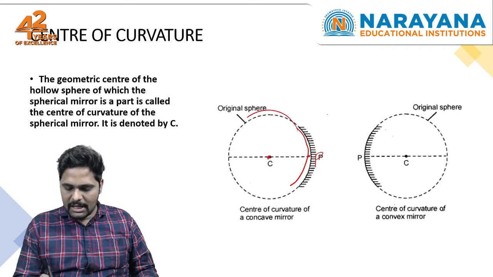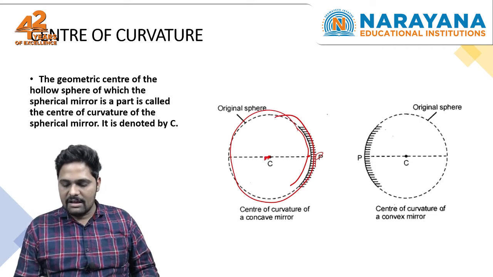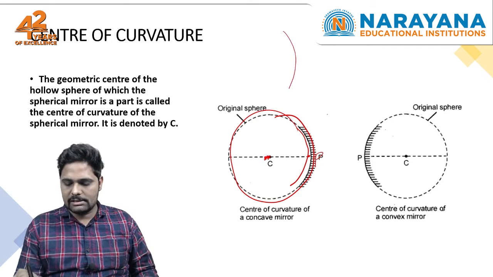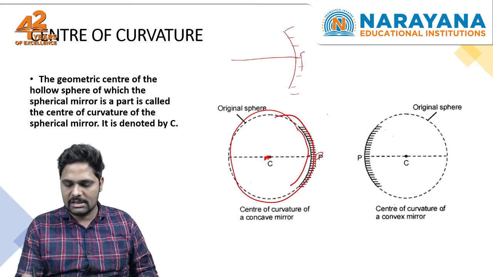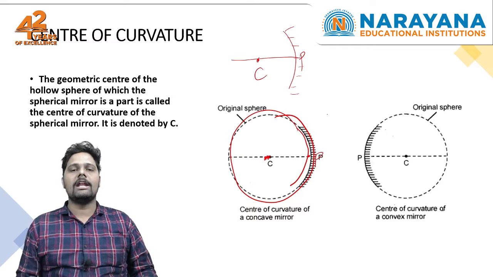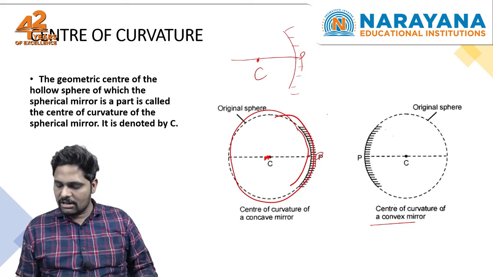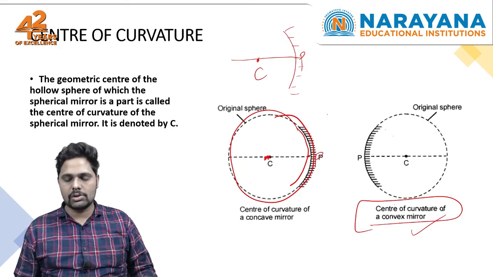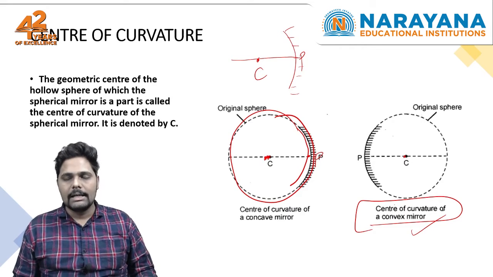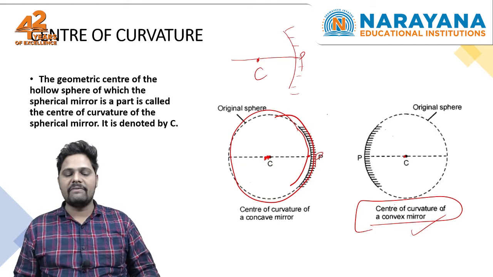Now if you assume it as an original sphere, then its center will be the center of curvature for that particular mirror. If you take this concave mirror as an example, with this as the principal axis and this as the pole, then exactly the center will be the center of curvature of that mirror. The same holds for a convex mirror: its center of curvature lies at the center of the sphere of which the mirror is a part. This is called the center of curvature, and it is denoted by the letter C.